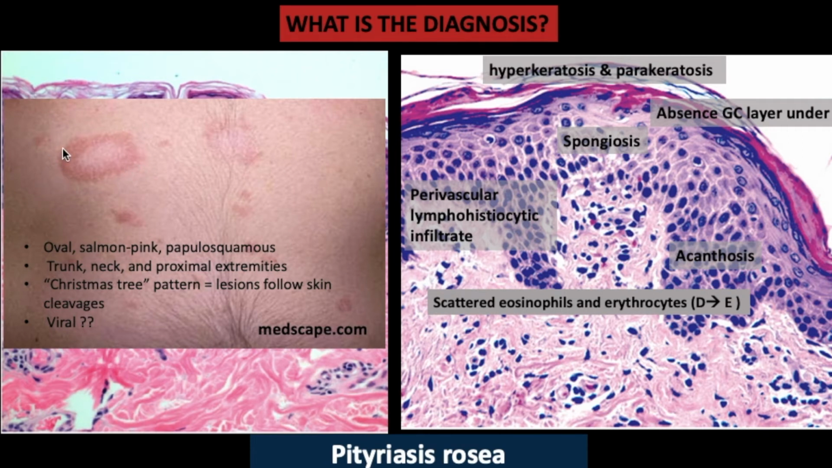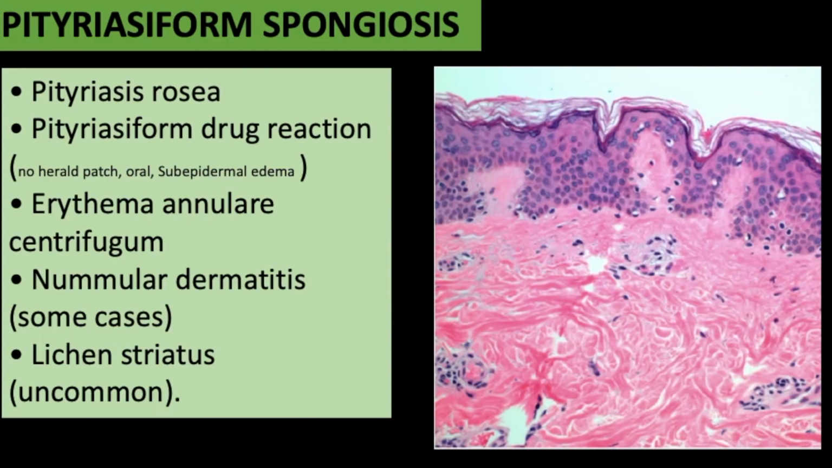It is usually very characteristic clinically, where we see the herald patch, oval salmon pink papulosquamous lesions on the trunk, neck, and proximal extremities. We have the famous Christmas tree pattern, where we see the lesions follow the skin cleavage lines. If you read the literature, there is debate about whether this disease is viral or not.